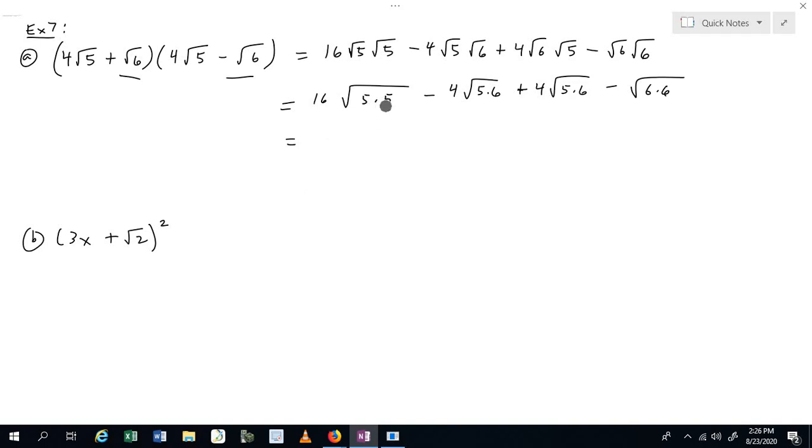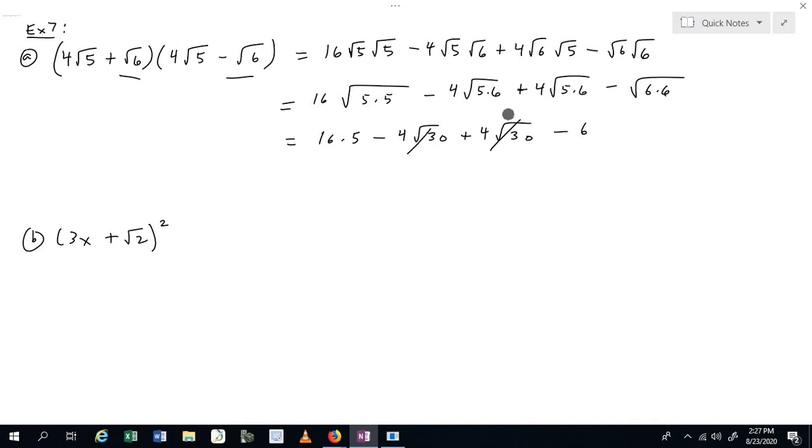Okay, and then this is just 25, so you're taking the square root of 25, and the square root of 25 is 5, so you get 16 times 5 there. This is the square root of 30, so minus 4 square roots of 30. And this is plus 4 square roots of 30. And so those are going to cancel out. And then this, of course, is just the square root of 36, which is 6.